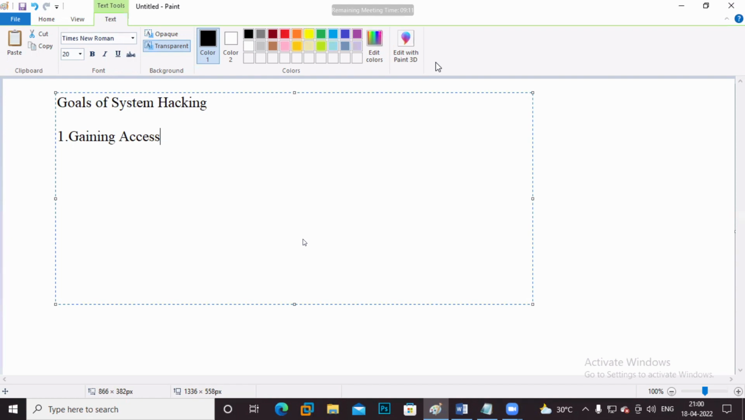Okay, so first of all, understand one thing. Gaining access means that once you find a vulnerability, you are misusing that, and you are going to gain access to the device. Suppose you find a website and you found a vulnerability in the website. So now you are gaining access to the website. That's called gaining access.